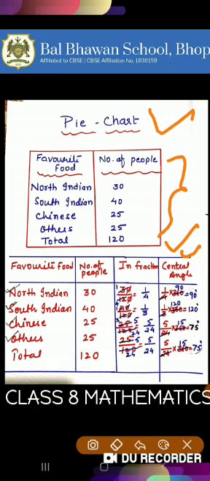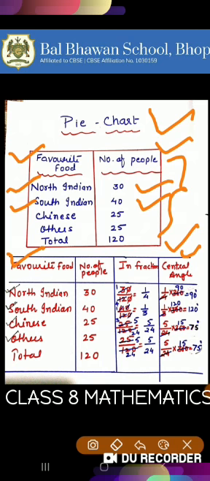Let's say this example. In this table, favorite food and the number of people are given, right? Like 30 people like North Indian food, 40 people like South Indian food. Like this data is given and we have to construct a pie chart for this data. But in the first part, we are learning to find out the central angle, right? Means we will learn how to complete this tabular work, and in the second part we will learn how to construct the pie chart. So let's see how to complete this table.